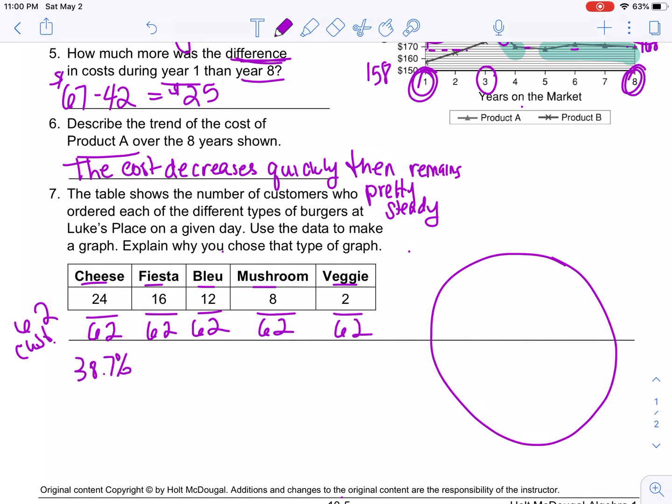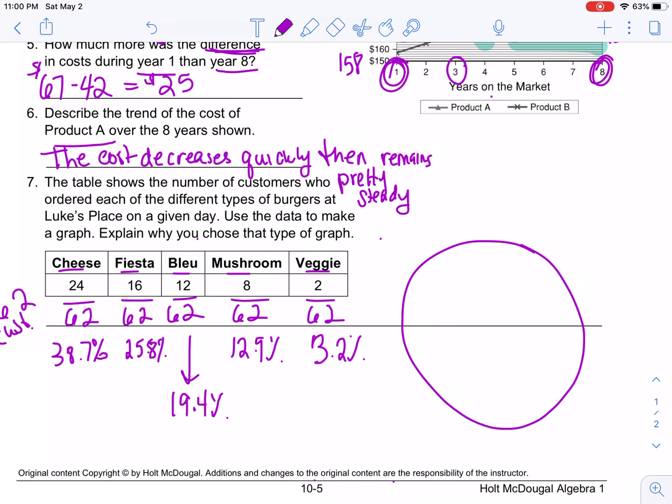38.7% for cheese. Fiesta's 25.8%. Blue, I'll write it down here, is 19.4%. Mushroom would be 12.9%. And veggie would be 3.2%. So not many people like veggie burgers, I guess.